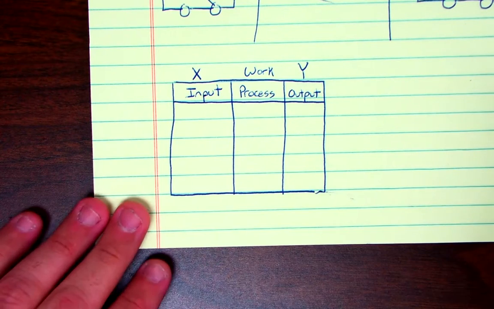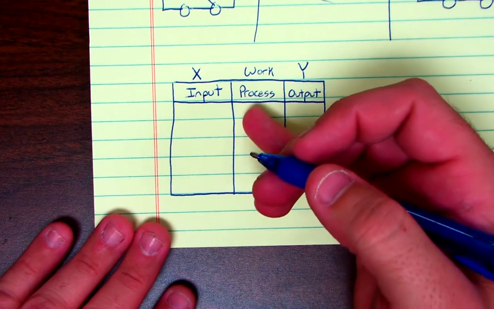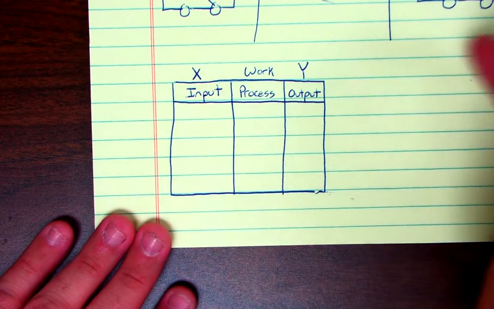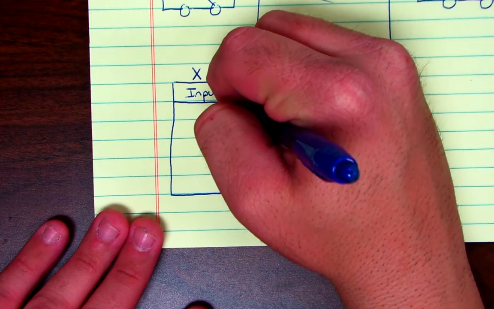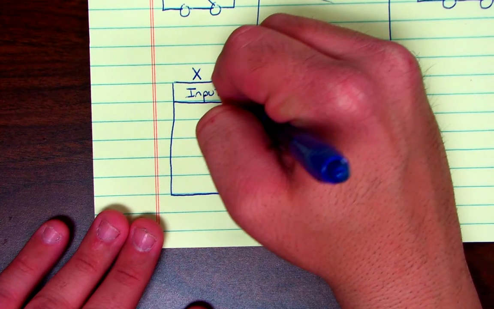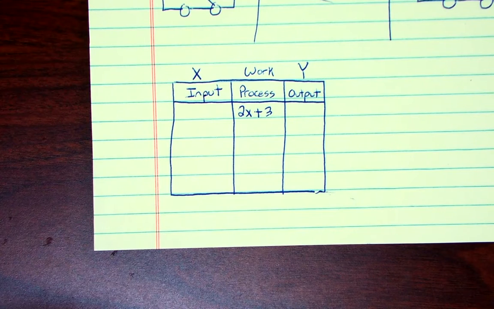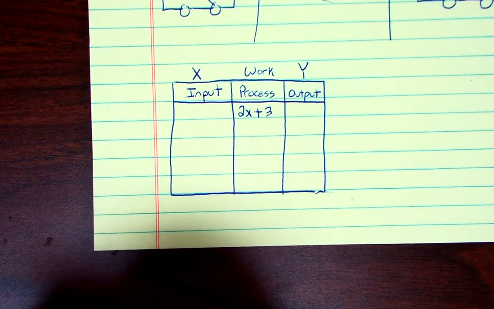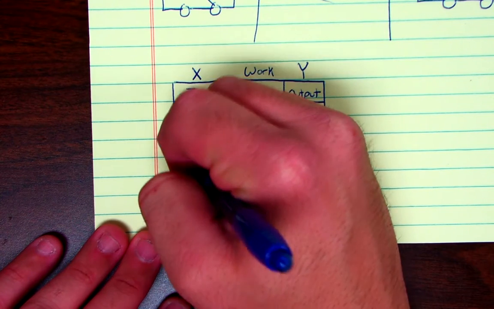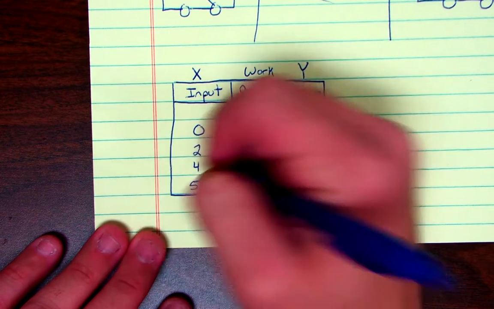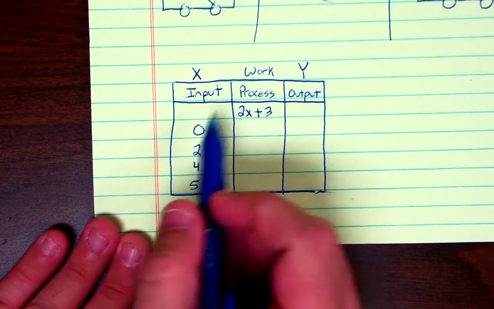So now we're getting two different variables. Yes. So let's say we have the process or the expression, well, not expression, the equation of 2x plus 3. I'm going to start with the difficult one. Okay? And let's say my input numbers are going to be 0, 2, 4, and 5. Okay, I'm going to leave this one blank. I'm just going to go and cross this one out.